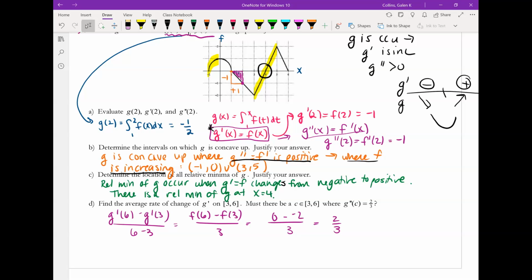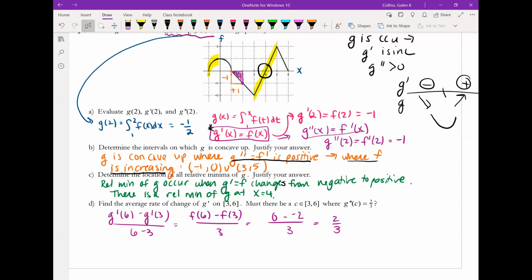All right, lastly, part D, and I didn't write out the answer all the way yet. Find the average rate of change of g prime on the closed interval 3 to 6. So again, we said the fundamental theorem tells us g prime is f. So f of 6 minus f of 3 over 3, we get 2/3.